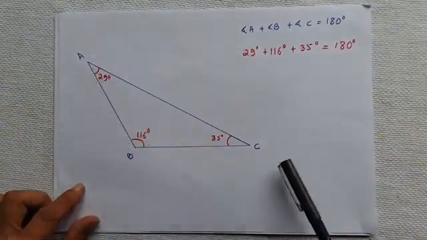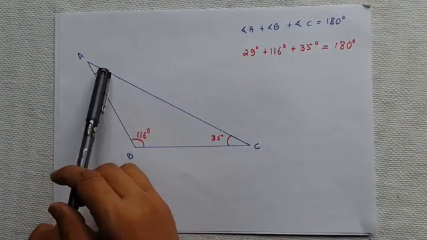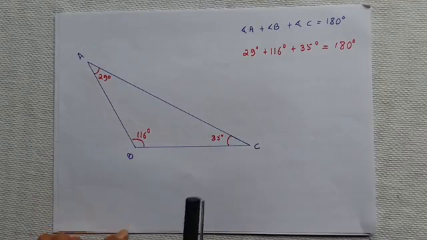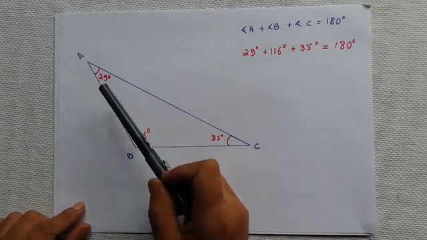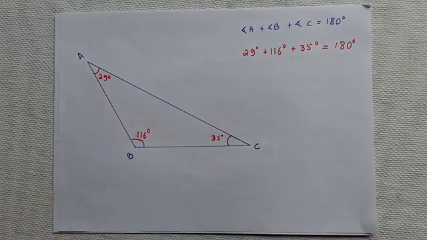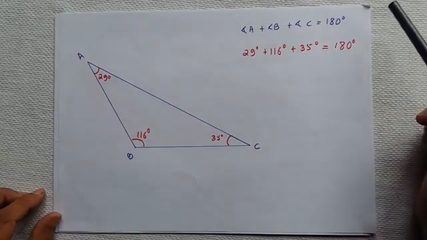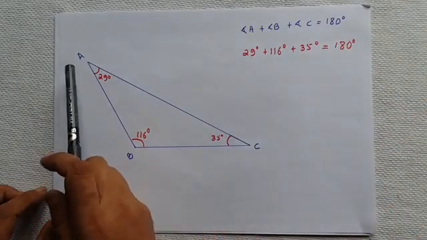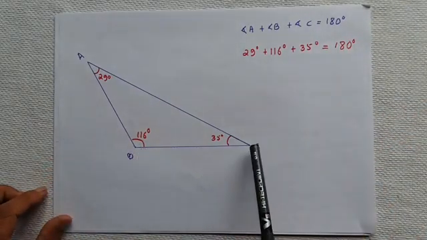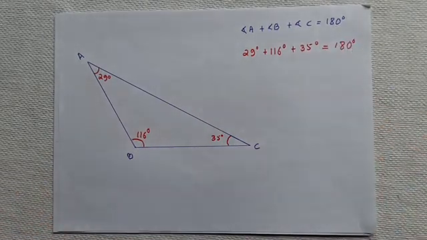So here I have a triangle and it has three angles here. This angle, and this angle. When we add the measure of these three angles, it will always sum up to 180 degrees. So that means the measure of angle A, the measure of angle B, and the measure of angle C will always give us 180 degrees in a triangle.